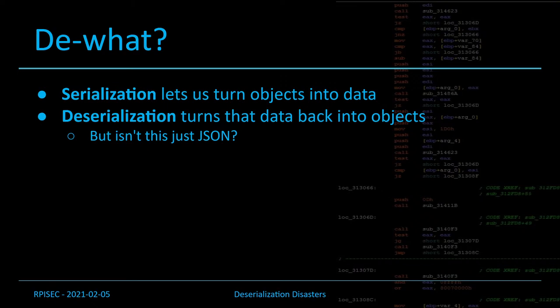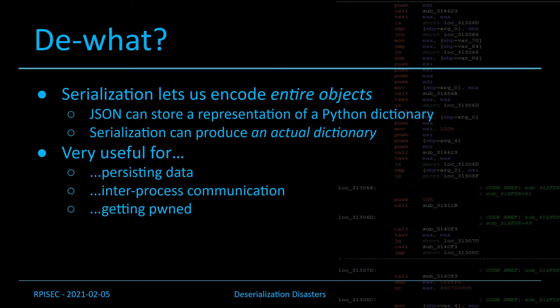So unlike something like JSON, for example, we are encoding entire objects here. JSON could store, for example, a Python dictionary. It could hold most of the things that a dictionary could hold. But it couldn't by itself say, oh, this is an array of Python objects of this type with these specific values and in this interesting internal state. Serialization, on the other hand, can do that. So that makes it really useful.